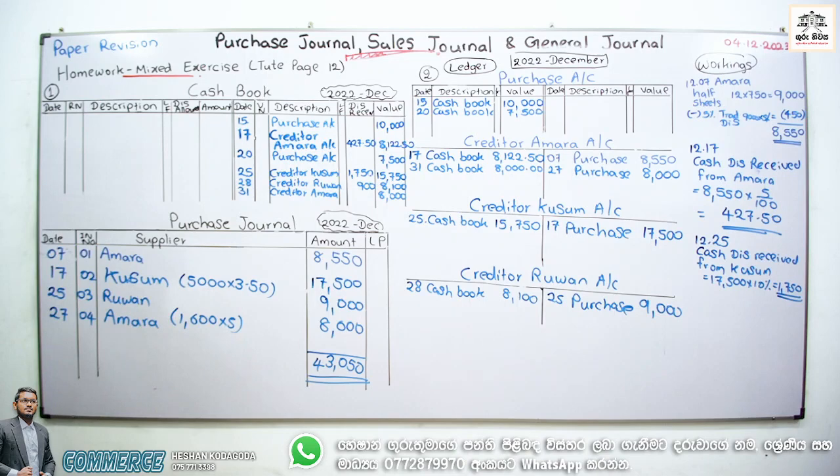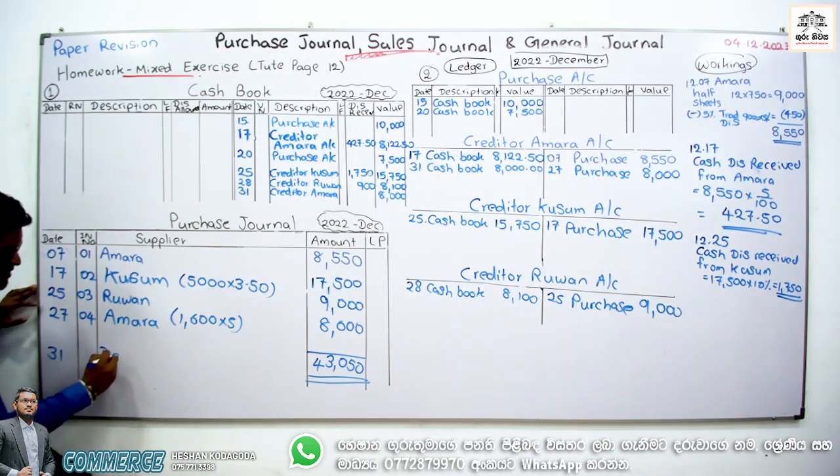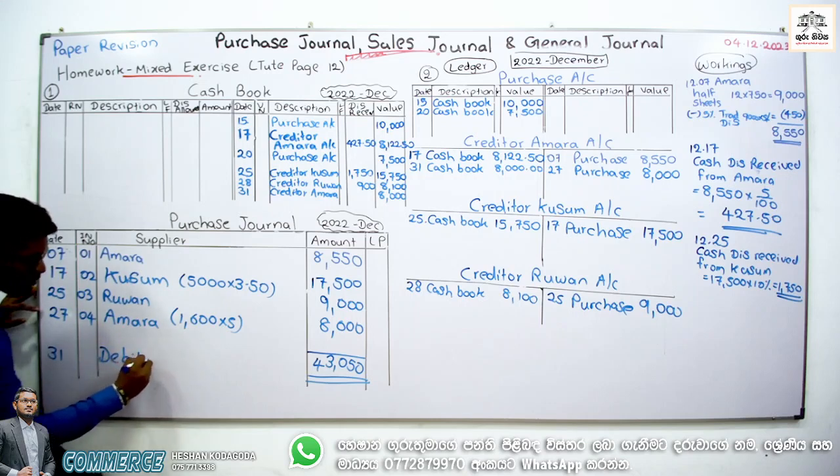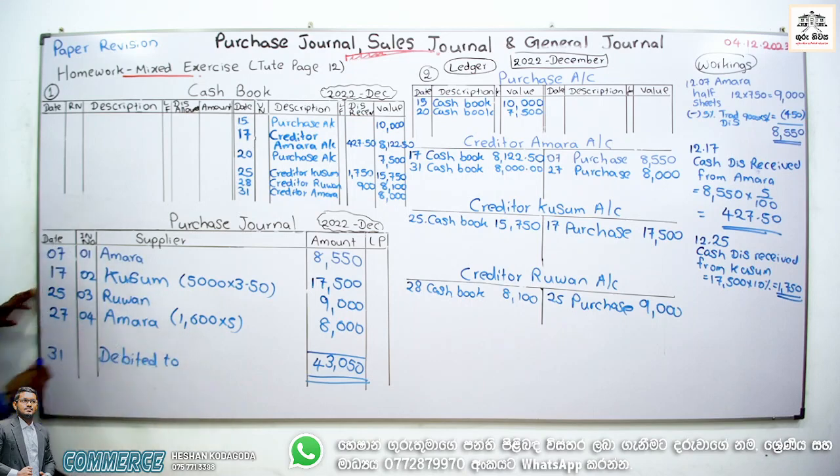Right? 9,000, 8,000. Yes. So at the end of the month, you need to write debited to purchase account.